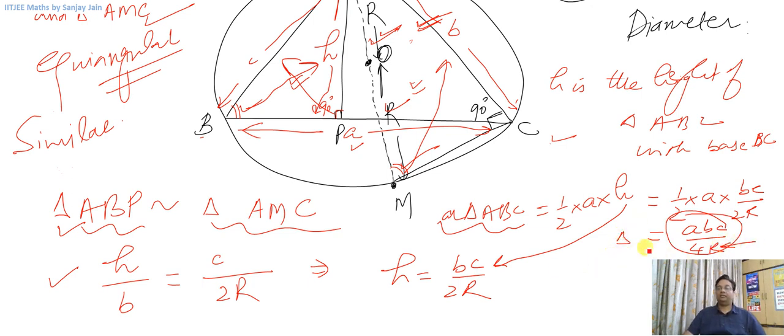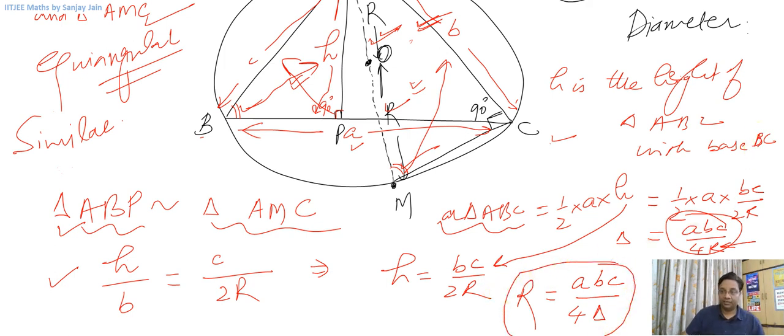So area of triangle ABC is equal to product of these side lengths A, B and C divided by 4 into the circumradius. So what can you say about circumradius? Circumradius is nothing but ABC upon 4 into area of the triangle. Okay, so this much you should know about the circumradius and circumcenter.